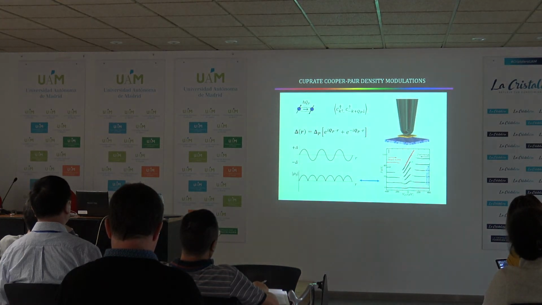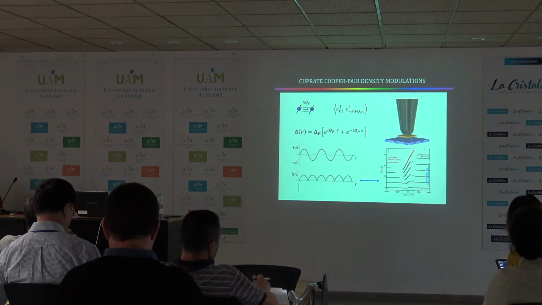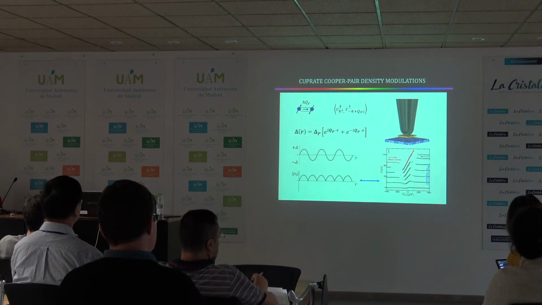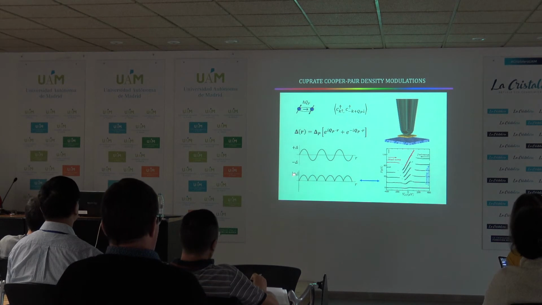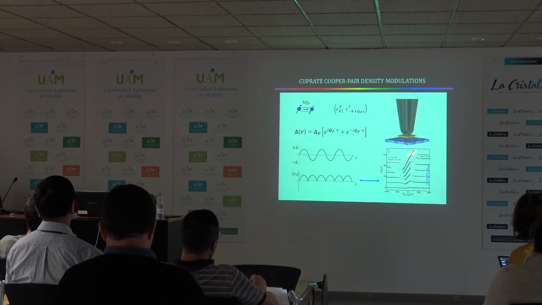Now, what did we just do? This is a new field. I'm not certain that everything I'm saying is correct, but what we think we just did is image the superfluid density by imaging the Josephson current between these two objects.